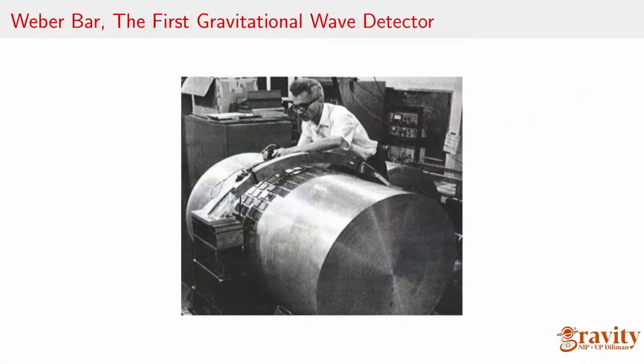But before our current interferometry-based detectors were conceptualized and eventually built, the first detector was made by Joseph Weber. His 3-ton detector, called the Weber bar, was an aluminum cylindrical bar with piezoelectric crystals attached to the surface. The Weber bar vibrates only when the frequency of the gravitational wave is almost equal to the bar's natural frequency.